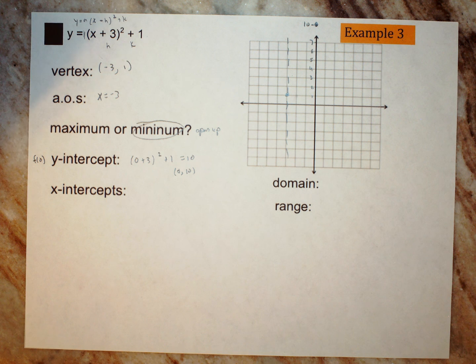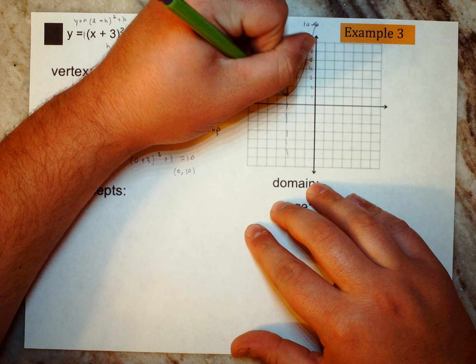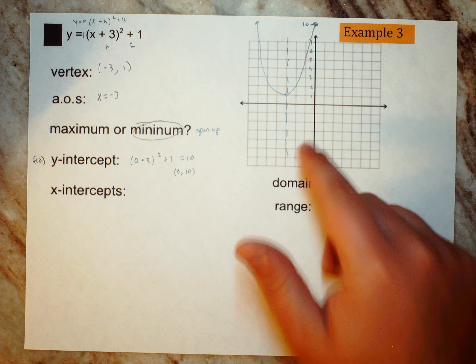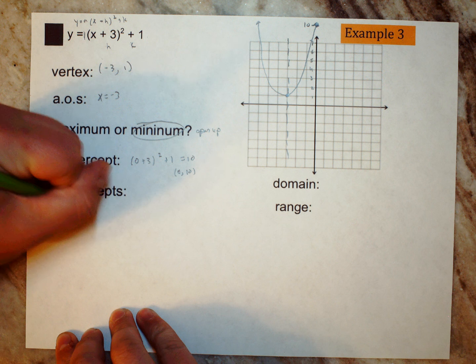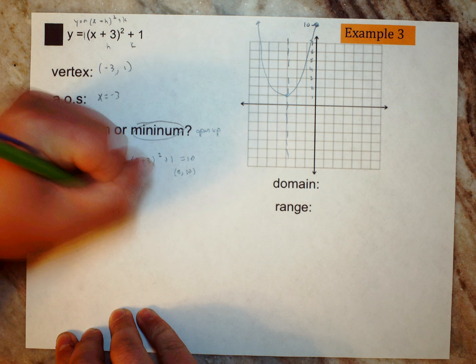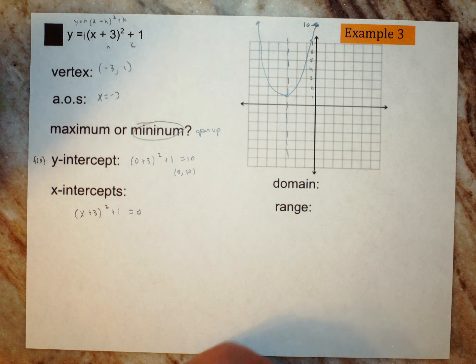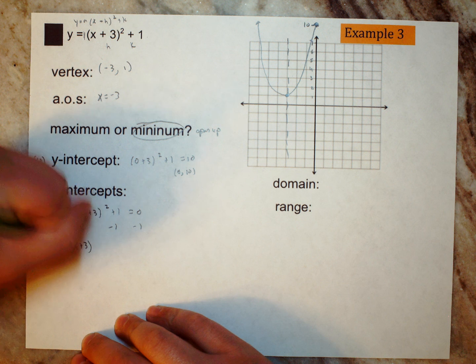Now, for the x-intercept, you should notice that for this parabola, if it's going like this here, and then about here, you should notice that there aren't going to be any x-intercepts because the parabola is opening up and the minimum is at 1. But we're still going to solve, and you're going to see why. So x plus 3 squared plus 1 equals 0. Now, again, think about it. Why are there no x-intercepts? Well, there's no real x-intercepts, but there might be some imaginary ones.